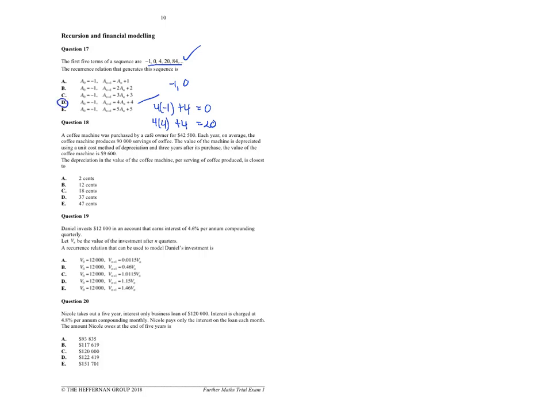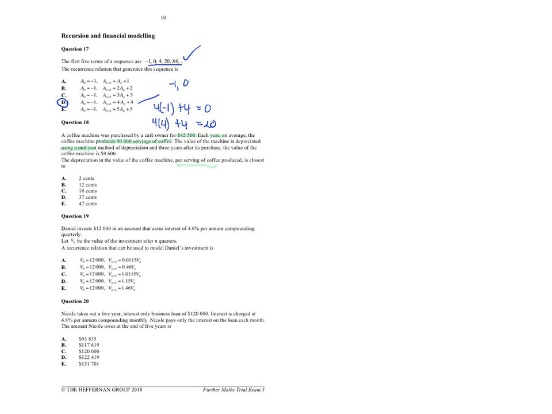Okay, in the second one, in question 18, we see that it's a unit cost method. So we start looking at things like the original cost, and it produces 90,000 coffees every year. When they ask you the depreciation in the value of the coffee machine per serving, let's have a look at how we do that.